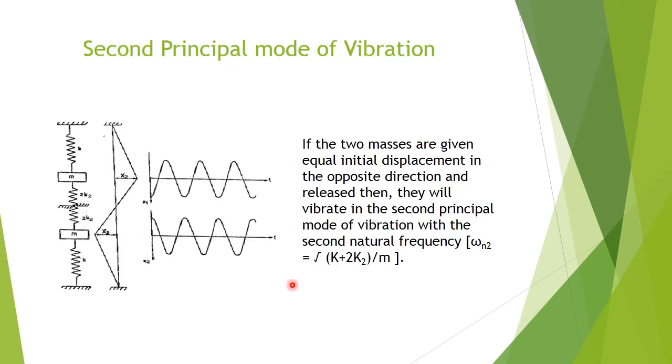Similarly, for the ratio x1 by x2 equal to minus 1, minus 1 means x1 is moving in one direction and x2 in the opposite direction with the same amplitude. If the two masses are given equal initial displacement in the opposite direction and released, then they will vibrate in the second principal mode of vibration with the second natural frequency, that is under root (k plus 2k2) divided by m.